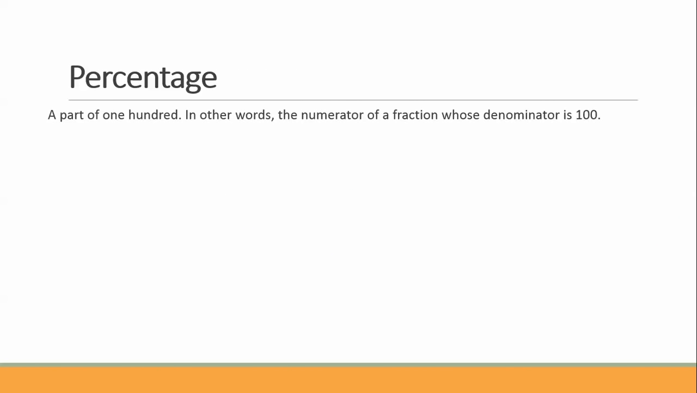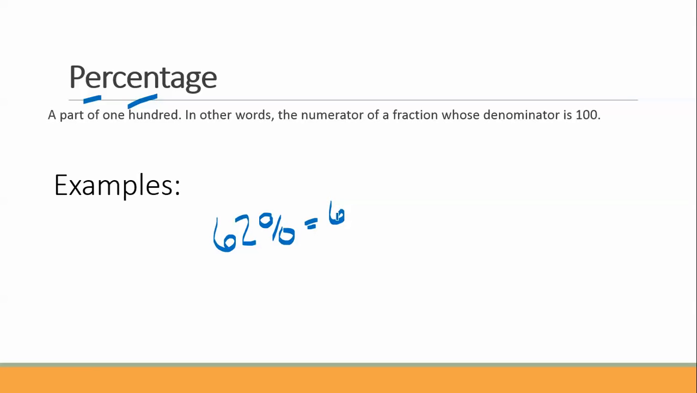A percentage, per means out of, cent means 100. Like there's 100 cents in a dollar. There's 100 years in a century. Percentage is part out of 100. In other words, the numerator of a fraction whose denominator is 100. For example, 62% is the same as 62 over 100.